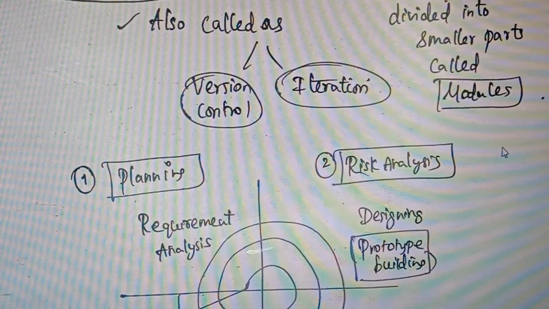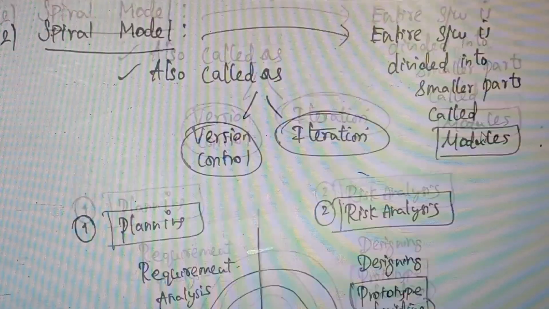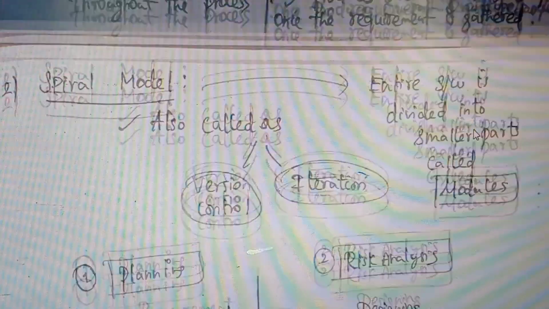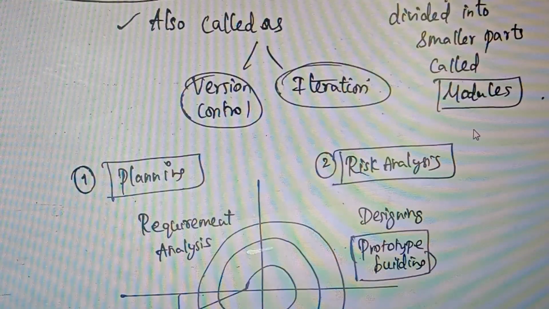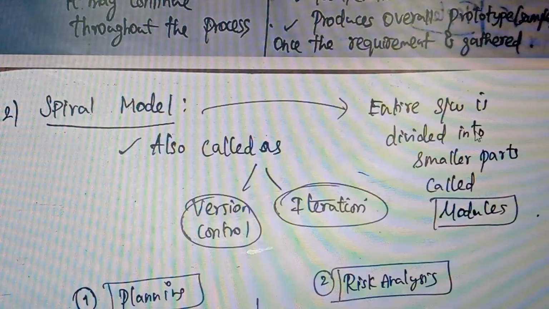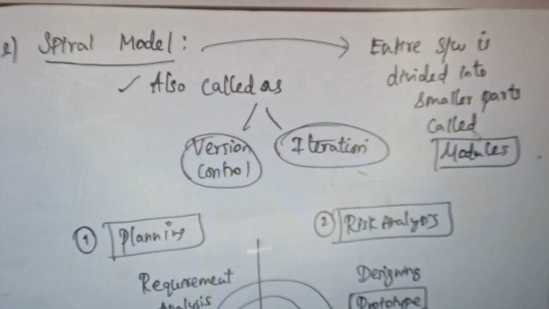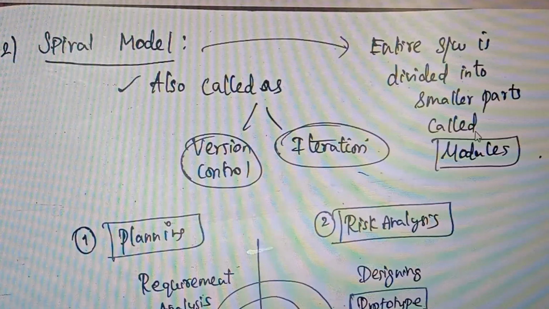This spiral model was initially proposed by Boehm in 1986, and it is also called a meta model because it is used in large products and projects which have a lot of risk. Thus it is called a risk driven software development process model. It is a combination of waterfall model, iterative model and prototyping model.